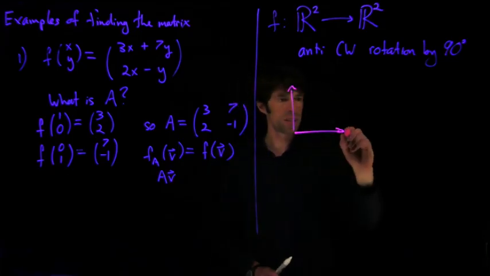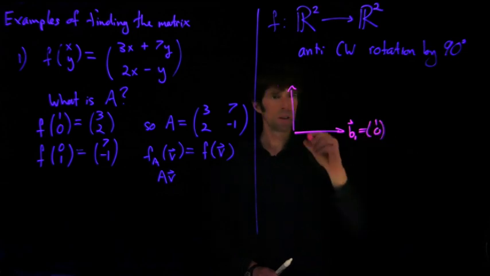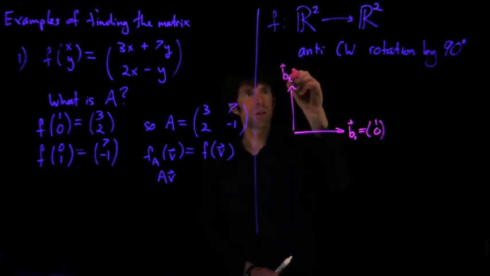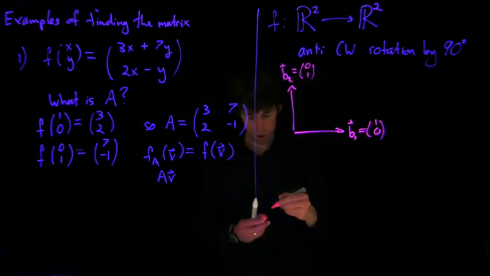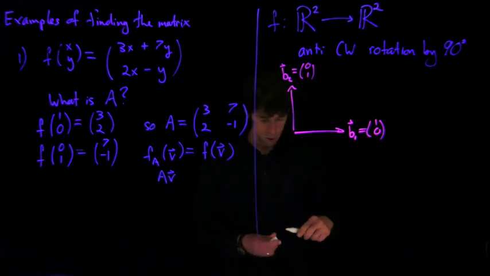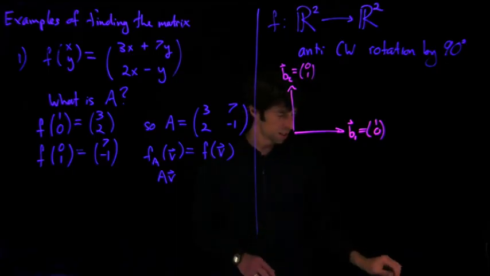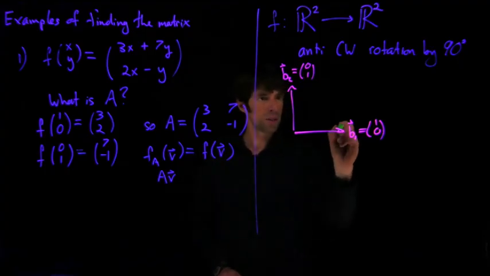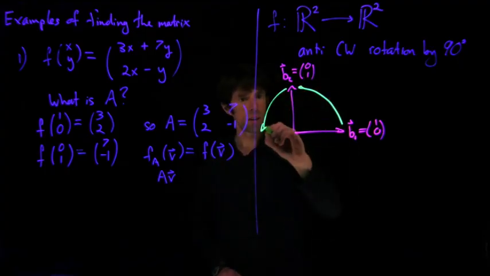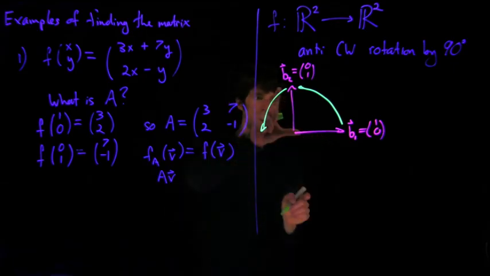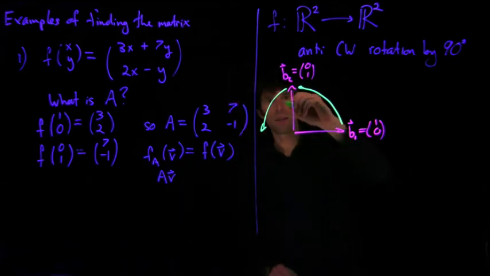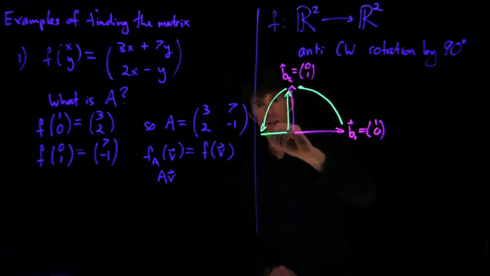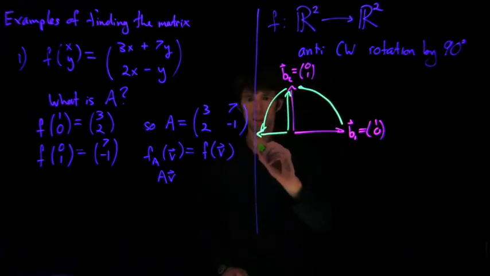Here are my two standard basis vectors. So this is basis vector 1, which is 1, 0, and basis vector 2 is 0, 1. And what happens when I rotate these by 90 degrees anti-clockwise? So this one's going to come up to here, and this one's going to come down to here. And so these two will end up in this position. This point over here is minus 1, 0.